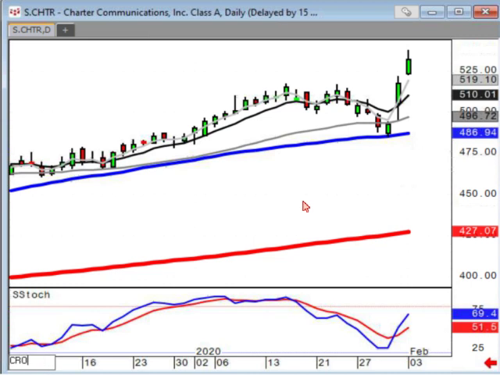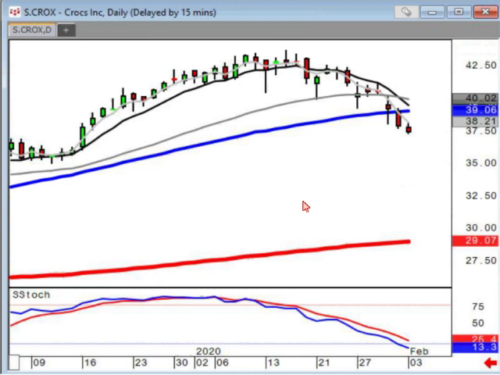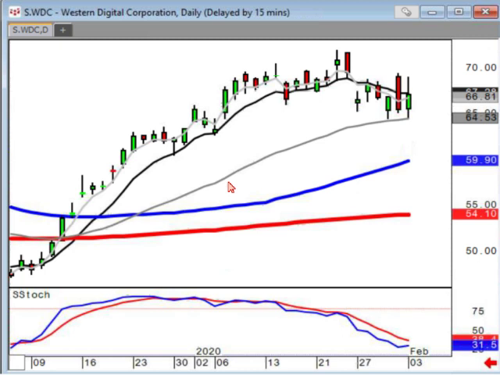On Crocs, remember what happens in a pattern. You're going to be in the oversold area when they break it down, just like a fry pan bottom. When it comes back up to the beginning of the pattern, usually you're in the overbought condition. Western Digital wouldn't be long or short, no direction.